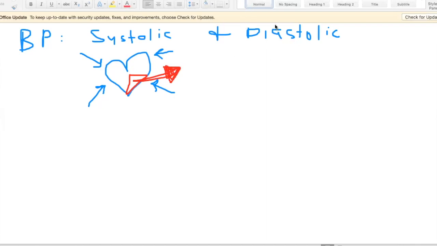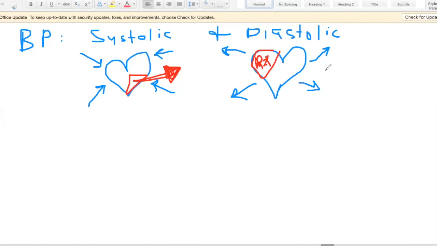Diastolic is the opposite. A diastolic blood pressure is when the heart is relaxing. And when the heart is relaxing, the heart is sort of moving in this direction. And what it's doing is it's creating a very low pressure. And because the pressure is low, it's going to suck blood from the right vena cava into the right atria. And that's going to cycle the blood through the heart. So systolic is when the heart is contracting and squeezing blood out of it, and diastolic is when the heart is relaxing. So I just want to get that out there.